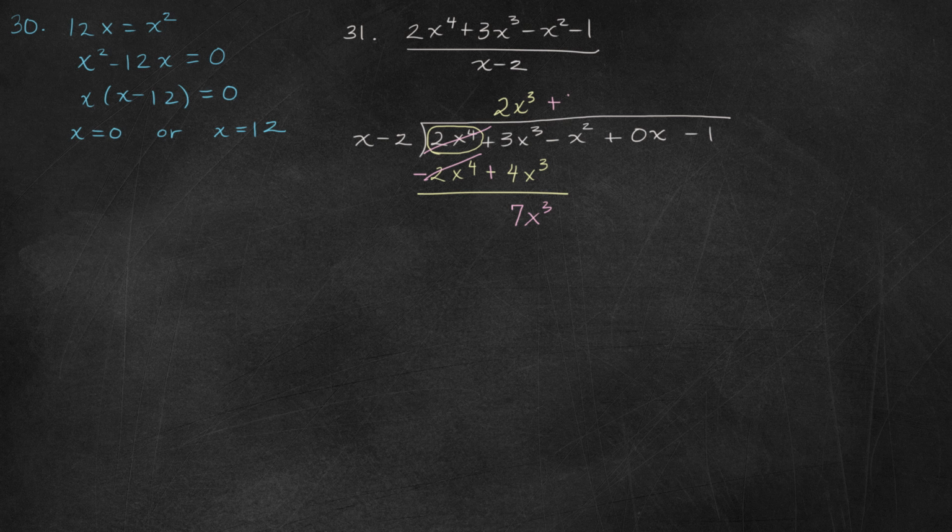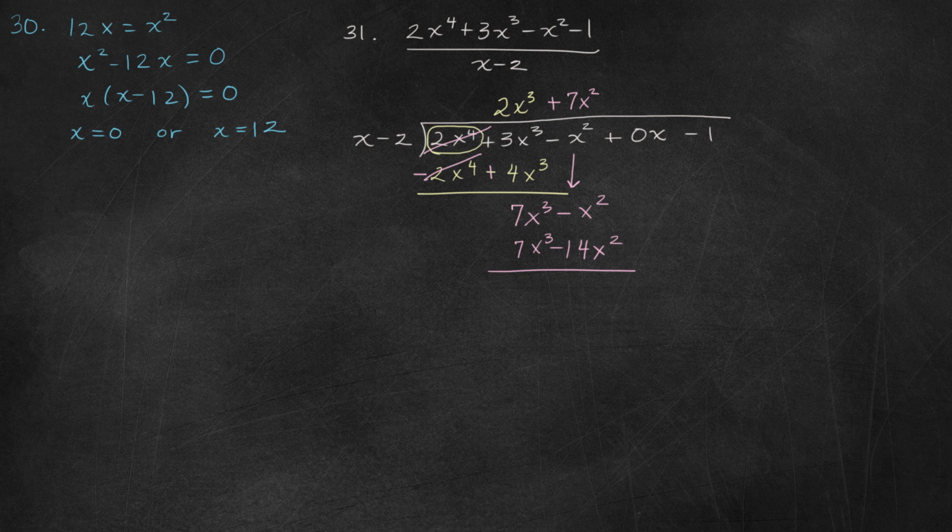So I write the 7x squared here over the x squared place value spot. And I multiply my 7x squared by my divisor, x minus 2. And when I do that, I get 7x cubed minus 14x squared. And I should have said that we bring down this next value here. Okay. Now I need to subtract.